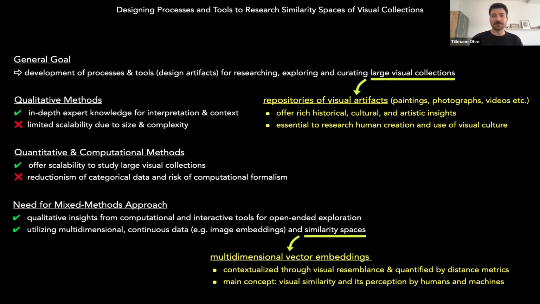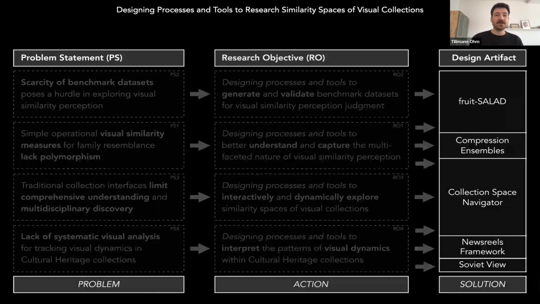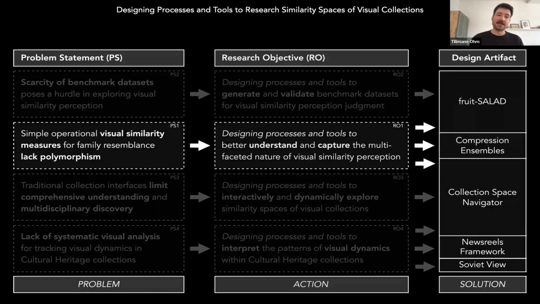My research consists of 5 design artifacts shown here on the right side, each developed from a set of problem statements left and the corresponding research objectives in the center. The first problem is that current visual similarity measures don't reflect the nuanced and multifaceted nature of family resemblance. So we need new tools to better understand and capture visual similarity perception.